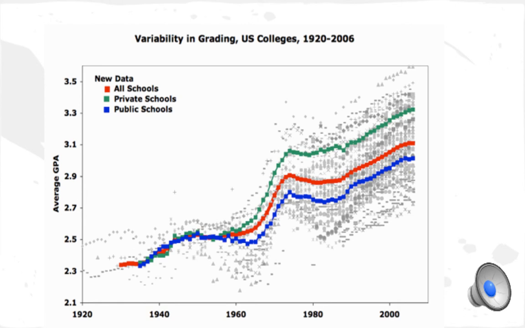Now let's take a look at long-term trends in average score. In the 1930s, the average score at American colleges and universities was only about 2.3. In the 1960s, private college grade inflation was rising faster than at public schools.